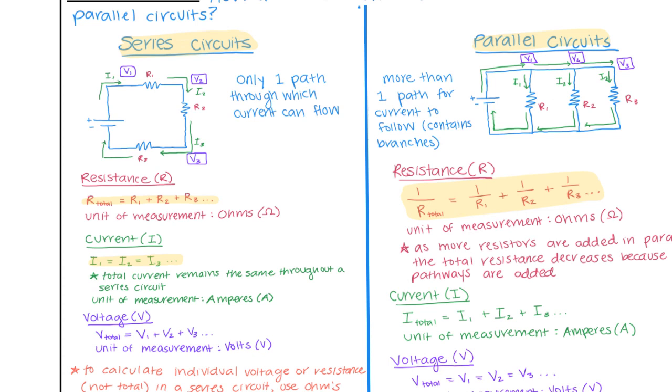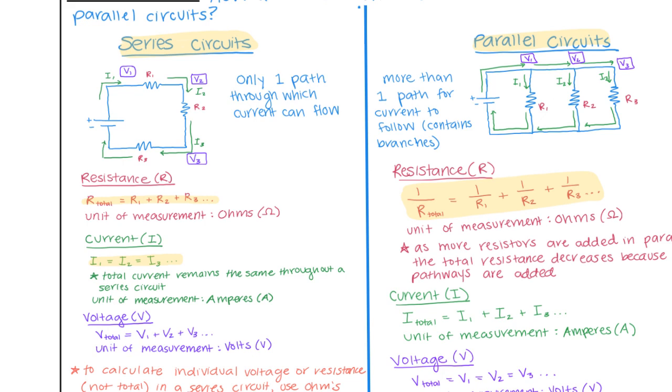I've got I1 here, I2, I3. Those are just marking different points across the series circuit. However, the current is going to stay the same regardless, right? So again, I've written this out here as well. The total current remains the same throughout a series circuit. No matter where you are in the circuit, the total current is going to be the same. Now, current is still measured in amperes. We call it amps for short. We're using that capital A to measure the current here.